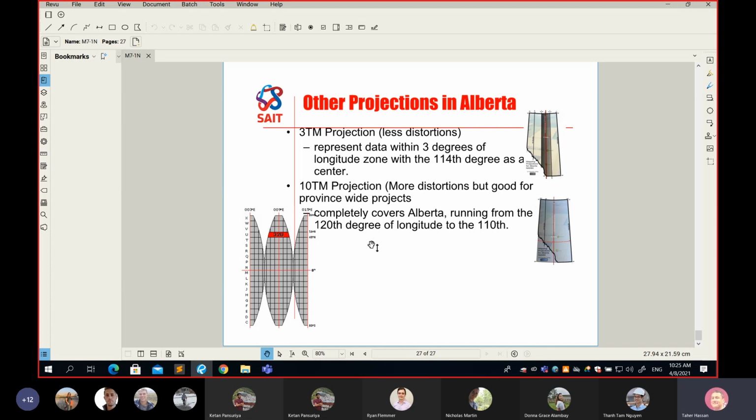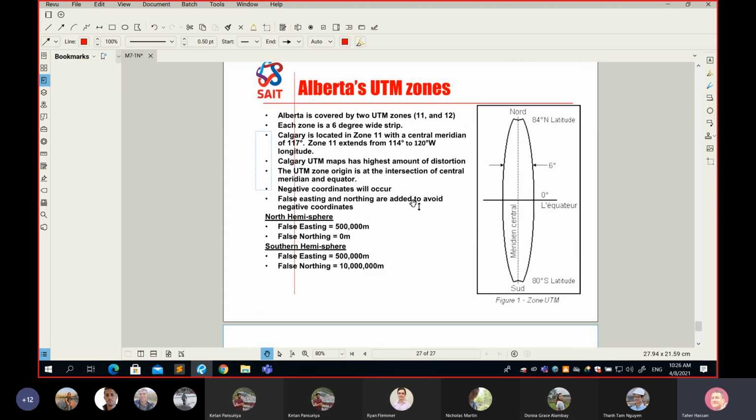So it means if you want to show Alberta, you must stitch 2 different zones, and that's not pleasant because you will see some gaps like in this picture. Or look at this picture here. If you want to stitch 2 UTM zones, this is how it looks like. There are some areas where there is a gap. That's unpleasant, okay?